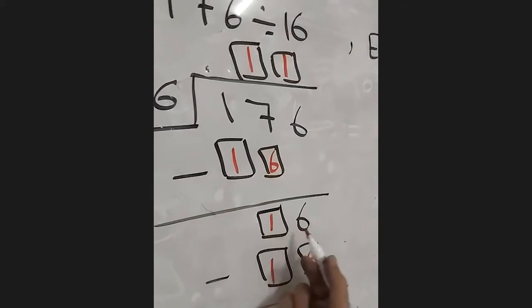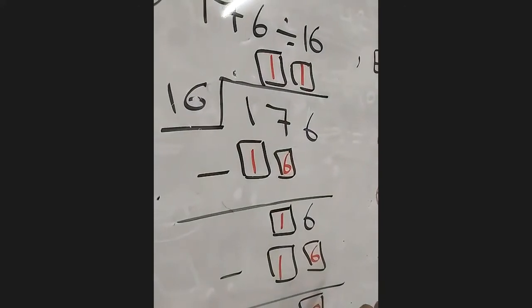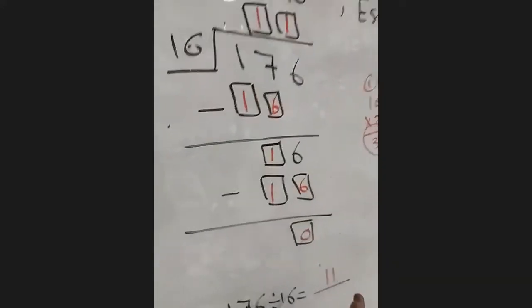What do we have? 16 divided by 16 is 1. Another 1, right?